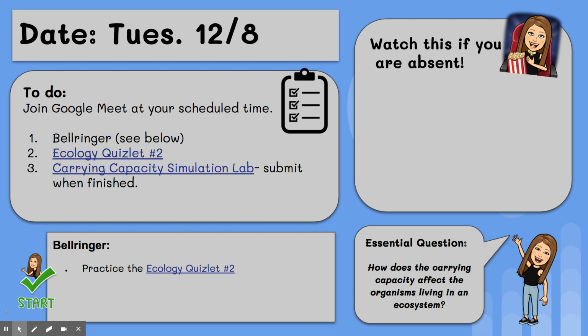The other piece of that is understanding some more of the vocabulary. So the first thing you're going to do today is practice the ecology Quizlet number 2. This one is a little bit different than the one we did last week. It has more terms added into it, producer, consumer, and the ones that go with the food web. So you're going to take about maybe 5 to 8 minutes to practice those cards a few times. This is available to you whenever you would like to practice it as well.